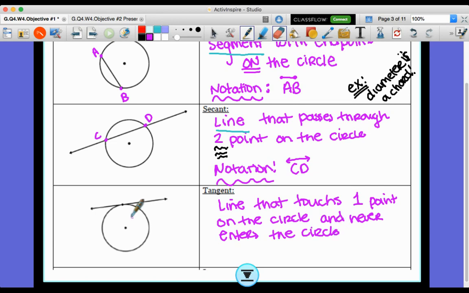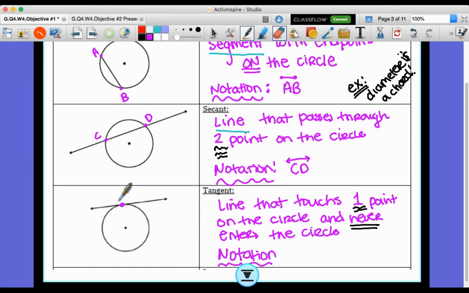Right, so it's never going on the inside of the circle. It's always like this is the only point at which it touches the circle. We're going to be exploring these a little bit more over the next few days. So it touches one point and it never enters the circle. Again, it's a line. I mean, it could be a segment, but that's usually because it's just a part. I guess it could be a ray. I'll write all of that after I do the notation. So I guess it just depends on what we're exactly looking at.